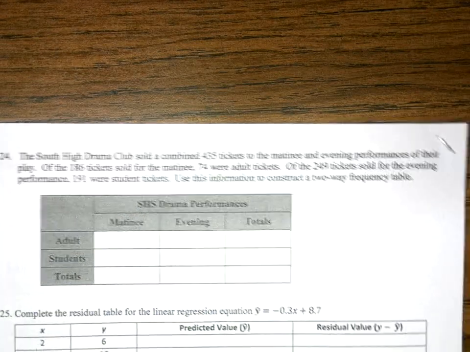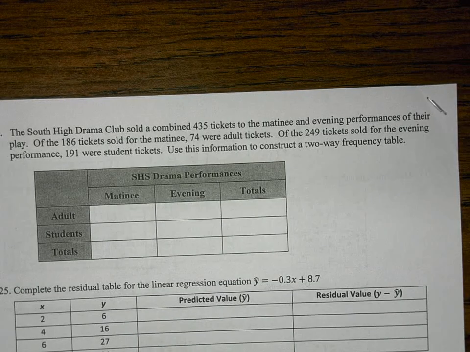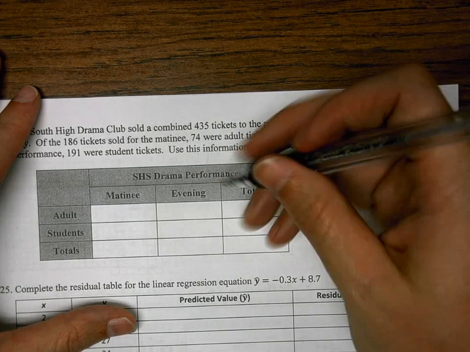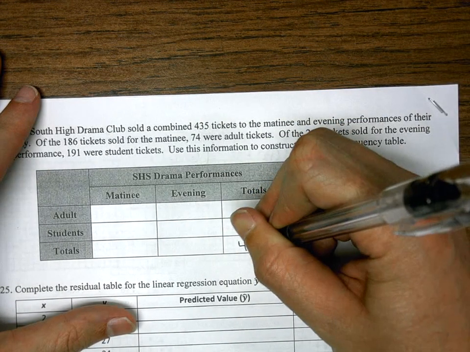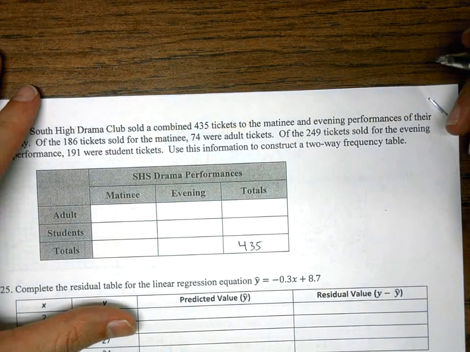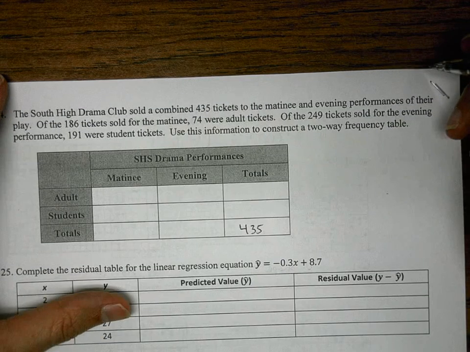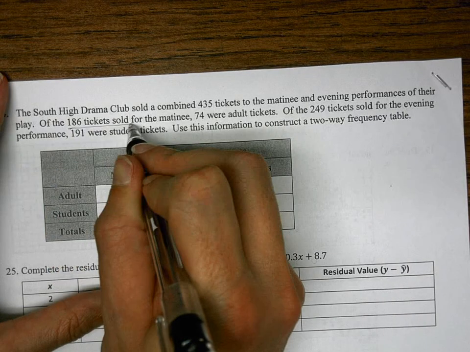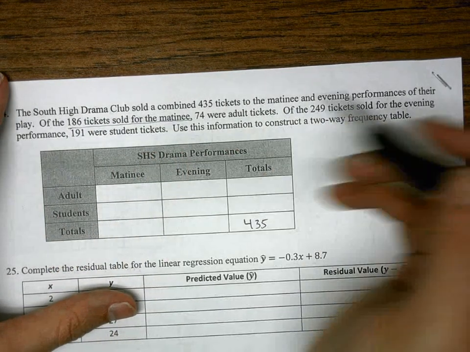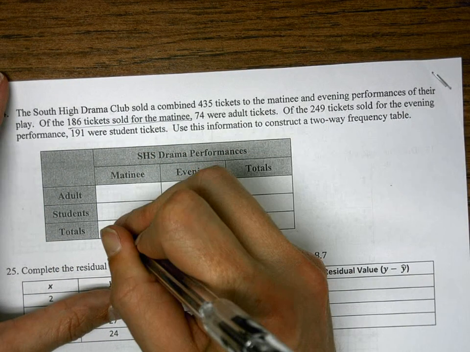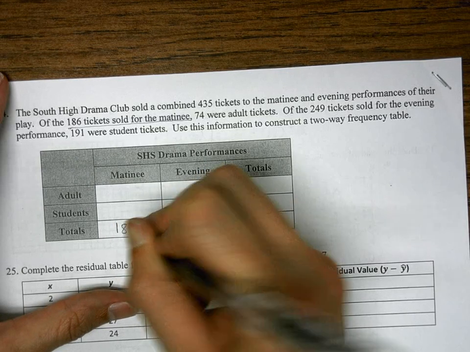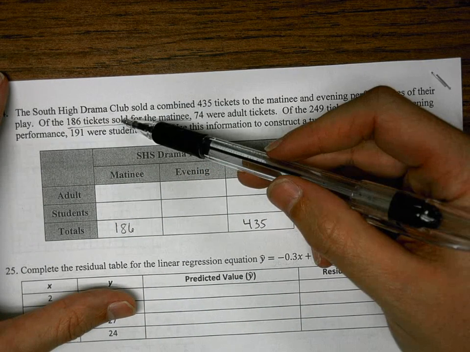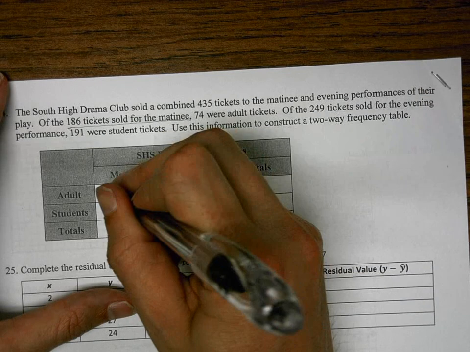Okay. For 24, the drama club sold 435 tickets. So you're going to write 435 tickets. That's the total amount of tickets they showed. It says, of 186 sold for matinee. So for matinee, you write 186. Of those tickets, 74 were adults.